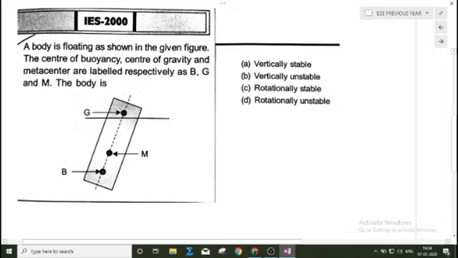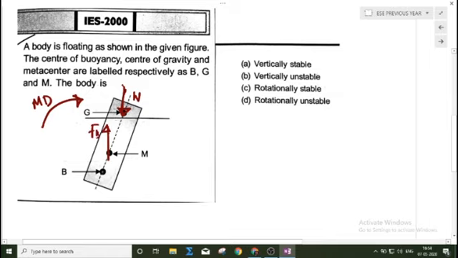Now you see, this is an IS 2000 question. The body is floating as shown in the figure, and it is asking which option is correct. There is a disturbing moment created by an external moment. The weight of the body is acting downward, and through the metacenter, the buoyancy force will act.